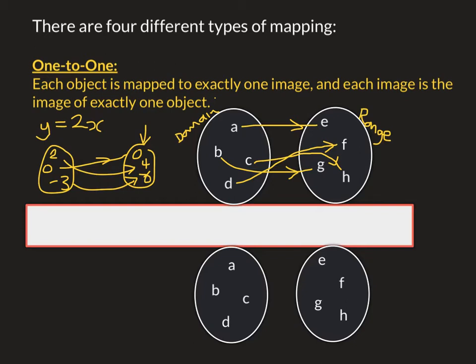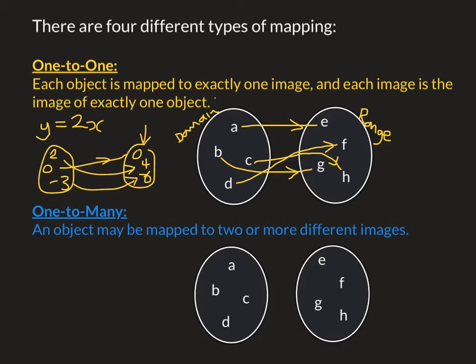Okay, the next one, a one-to-many. As you might expect, the names of these are a good clue as to what happens in them. In a one-to-many mapping, an object may be mapped to 2 or more different images. So we've got our mapping diagram, please put this one down, with our domain and our range. So perhaps A goes to E, but A also goes to F as well. Perhaps C goes to G, D goes to H, and perhaps B doesn't map to anything.